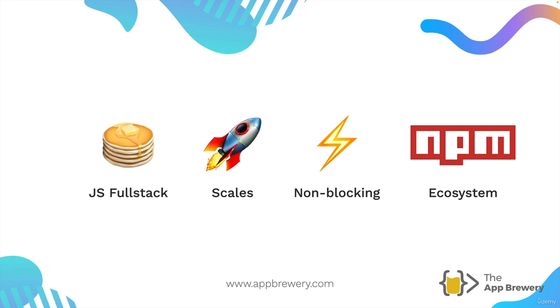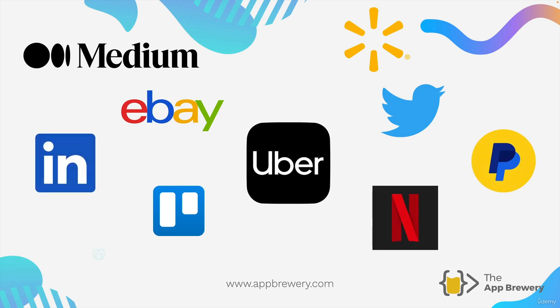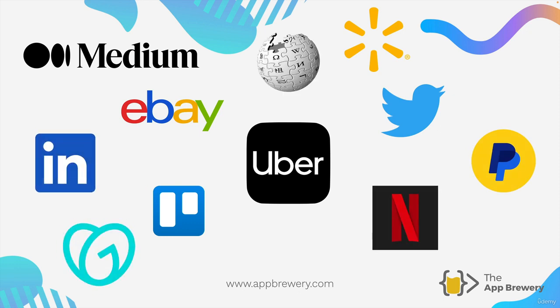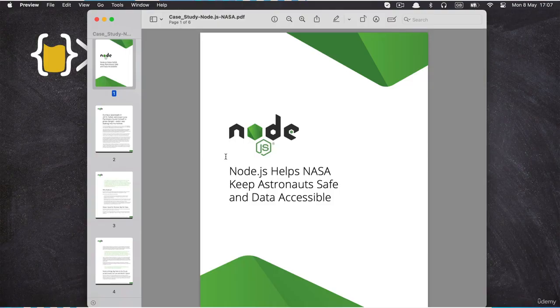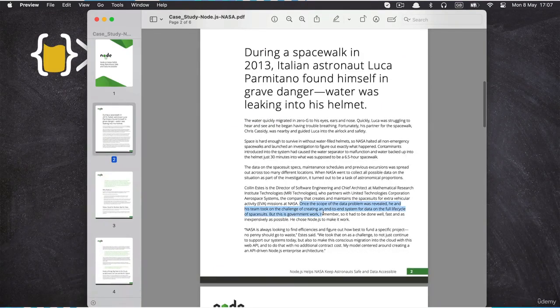And plus, we're not the only people choosing it. Everything from LinkedIn to Twitter to Netflix is built on top of Node.js, and even NASA uses Node.js. I recently came across this report about how NASA started using Node.js in order to keep their astronauts safe and make their data accessible. So if it's good enough for NASA, it's probably good enough for our projects.